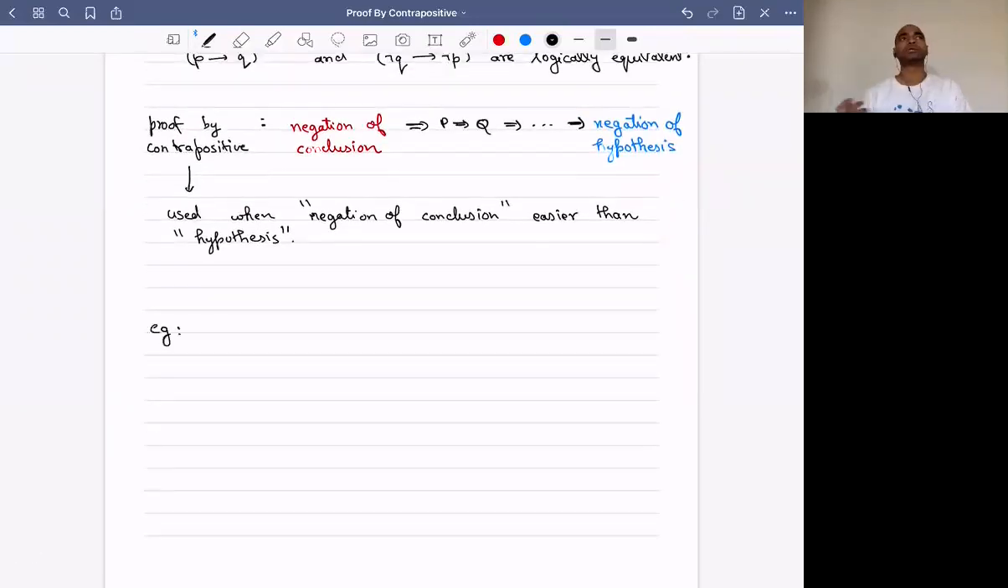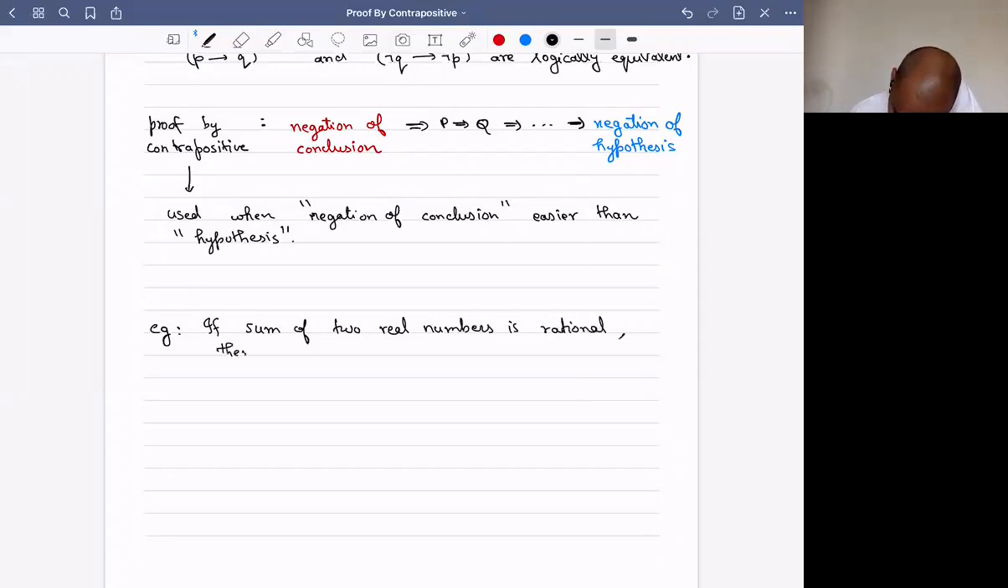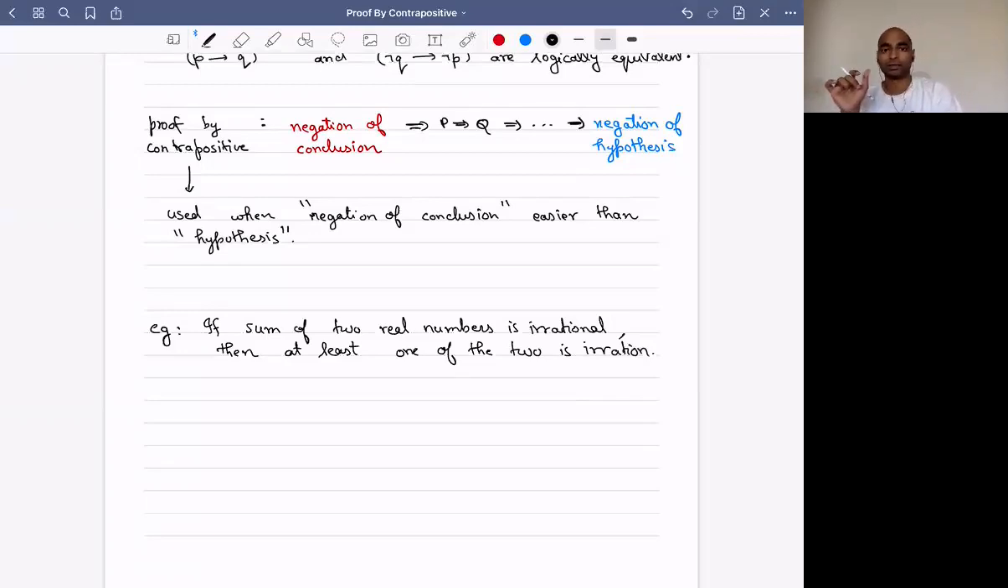Let's see an example. We saw earlier the proof that the sum of two rational numbers is rational. Let me twist it slightly. I want to prove that if the sum of two real numbers is irrational, then at least one of the two numbers is irrational. So here my assumption is that the sum of two real numbers is irrational, and my conclusion is that at least one of the two is irrational.